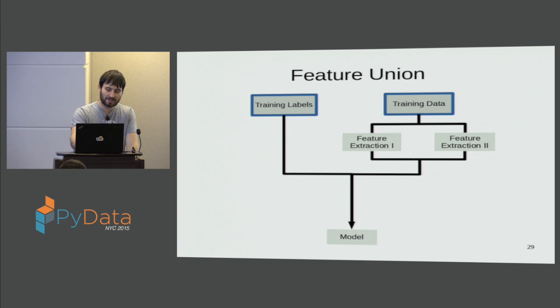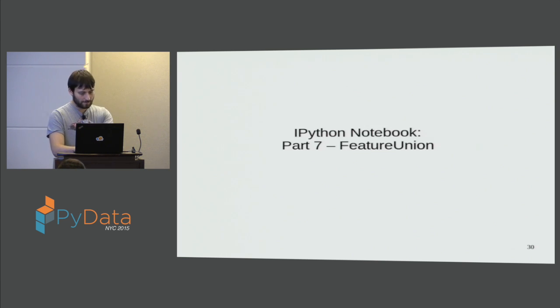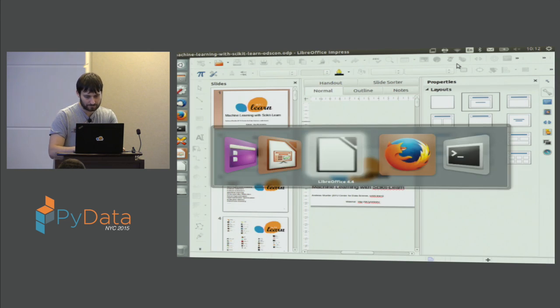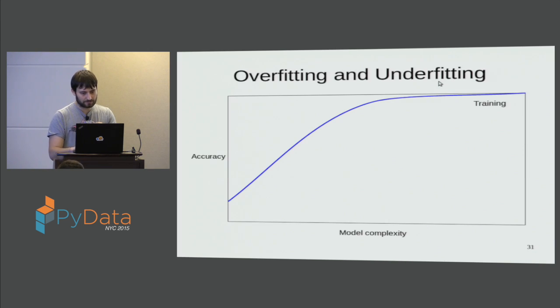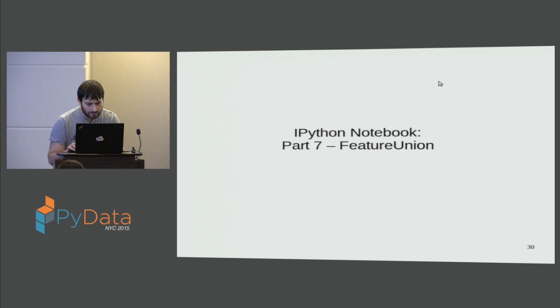So what feature union does is basically it takes in your data, then gives the same data to a set of transformers and concatenates their output horizontally. So you can add many features together.